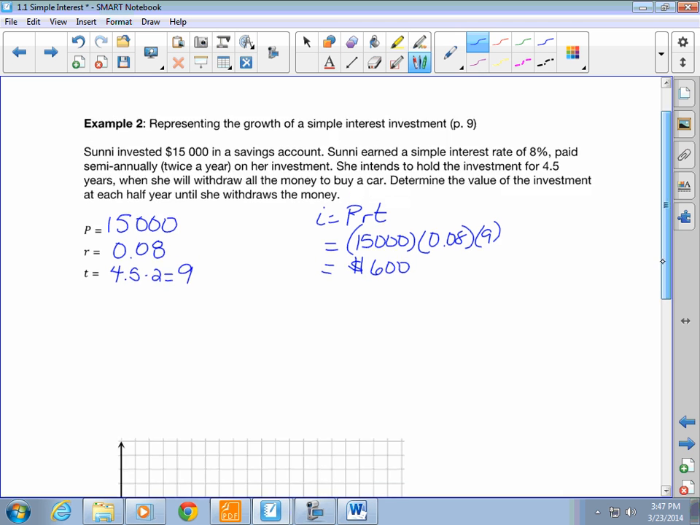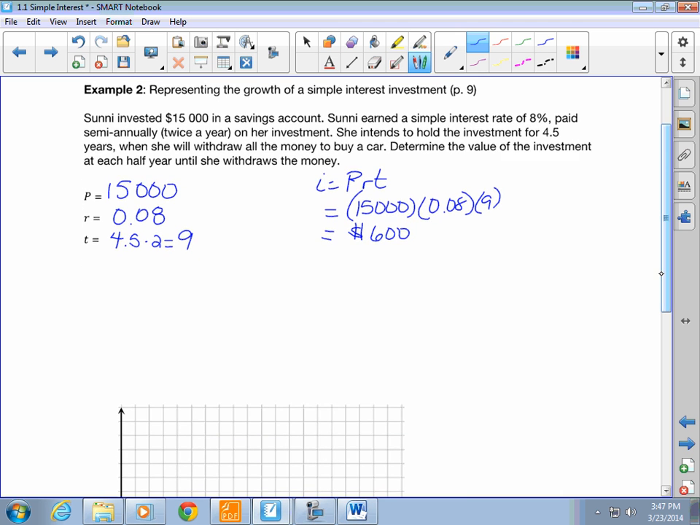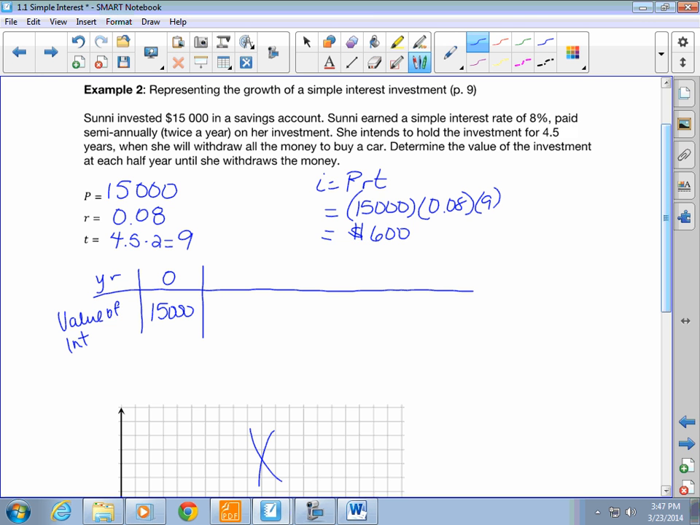So to find out how much this investment is worth at each half year until she withdraws the money, we're not going to do this down here. I'm just going to do it as a table. So if this is the year, and this is the value of interest, so at year 0, that's her investment, was $15,000. Halfway through the year, she was paid $600. So it's worth $15,600. At the end of 1 year, it would be worth another $600.